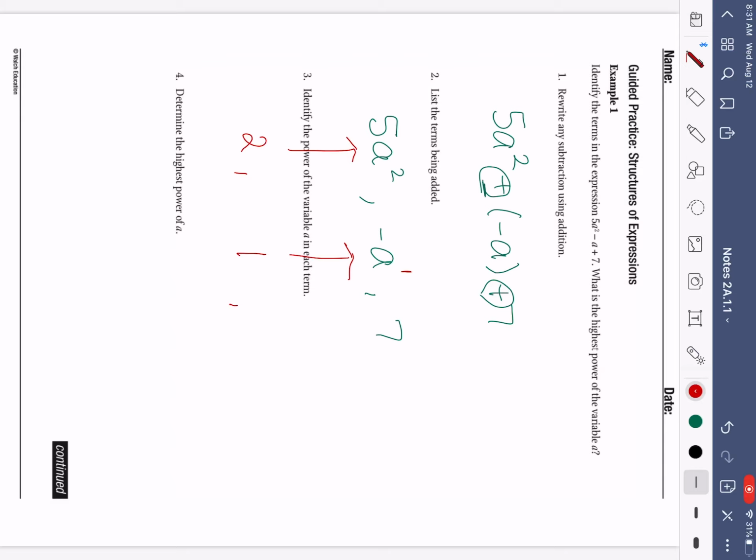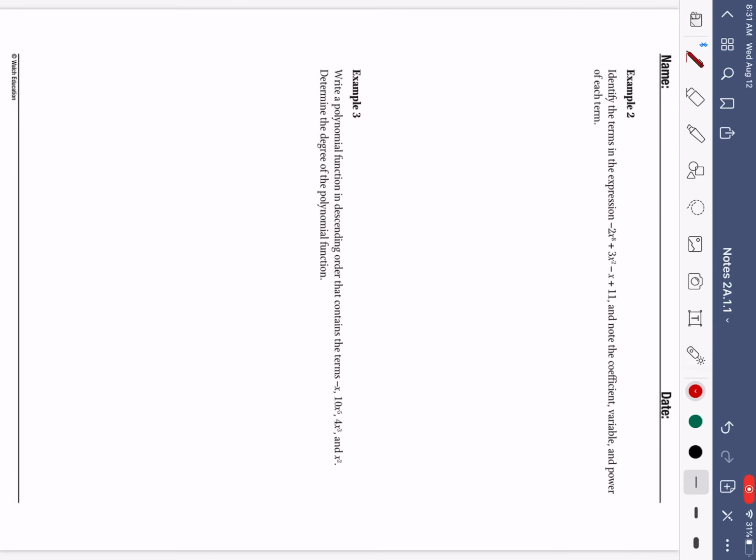And then on the last one, it's a constant. There is no variable, so the exponent on the variable would be 0. Last thing says determine the highest power of a. Well, we have 2, 1, and 0, so the highest power is 2. That means that 2 is the degree. That's the degree of the polynomial. We call squareds quadratics.